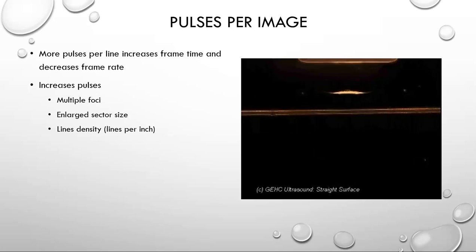So when we look at how many pulses per image there are, as many pulses as are needed to create a line creates the line time, and then you multiply the line time times the number of lines in your frame, and that gives you your frame time. And so whatever your frame time is, you can just take the reciprocal of it, and that's your frame rate.